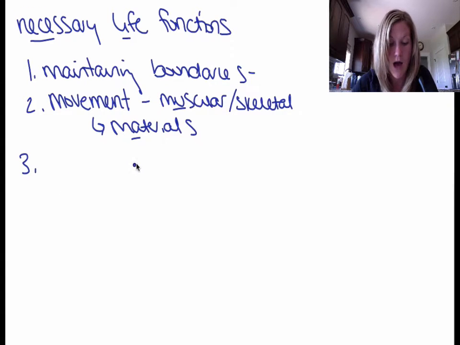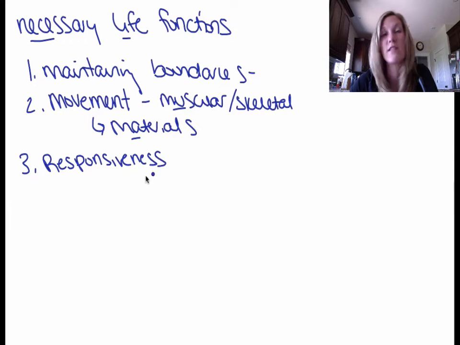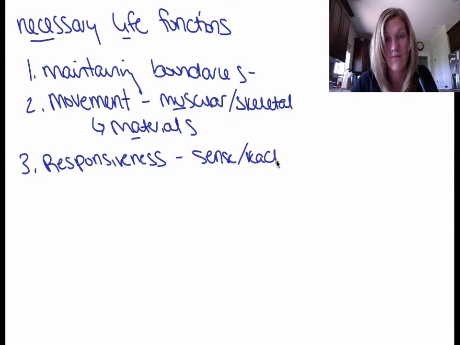Next up is going to be responsiveness. Responsiveness is going to deal directly with the nervous system. Responsiveness is just the ability to sense changes, so I'll put sense and react to changes. Before we move on, responsiveness is also going to be sensing internal and external changes and reacting to each of those.